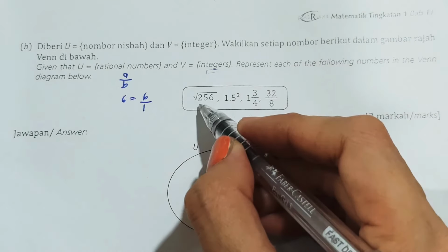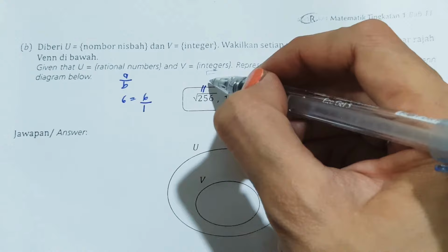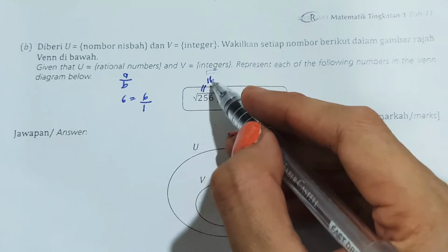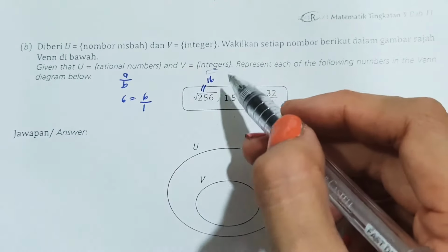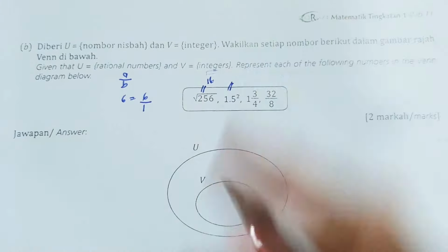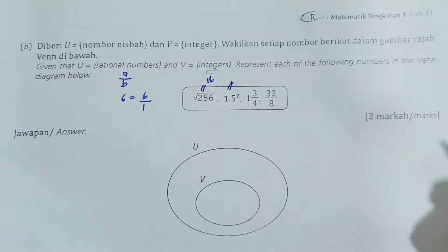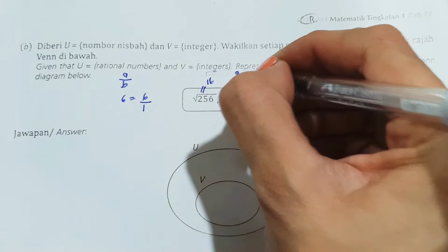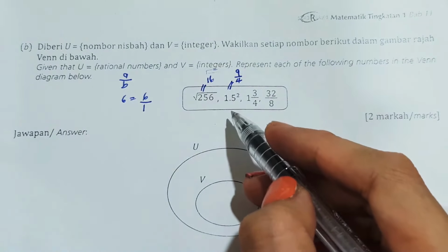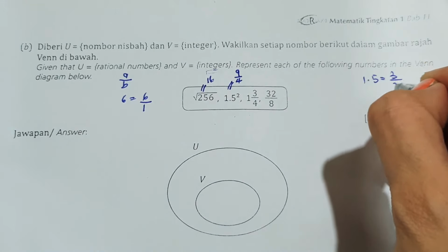Okay, now let's look at square root of 256. If you use a calculator, you will notice that it is equivalent to 16, which is an integer, which is also a rational number. Okay, now 1.5, if you use a calculator, you will get a decimal number and you convert it to a fraction, you will have 9 over 4. Because 1.5 is actually 3 over 2.